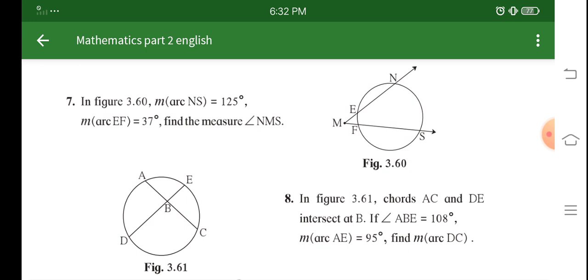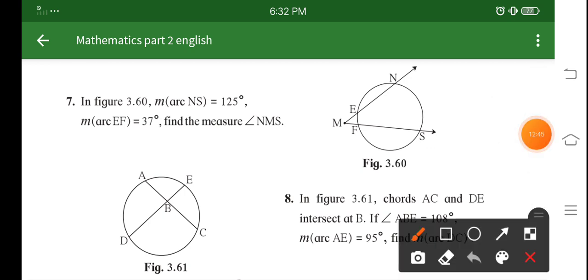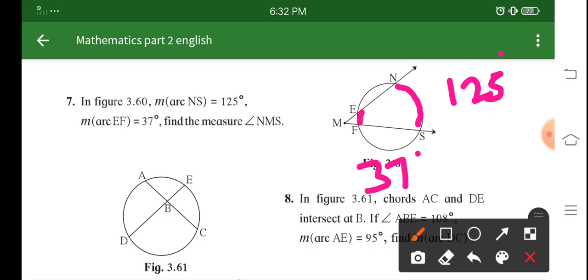See, what is the question? In the figure, figure 3.60, arc NS. Can you see this is the arc? Okay, this NS, this is the arc, right? They have given 125, this arc measure is 125. And they have given this arc also 37, right? So we have to find the measurement of this angle. Can you see this N, M and S? This M is going outside, so we have to find this angle. This is the question.